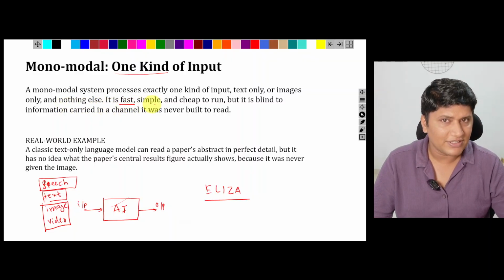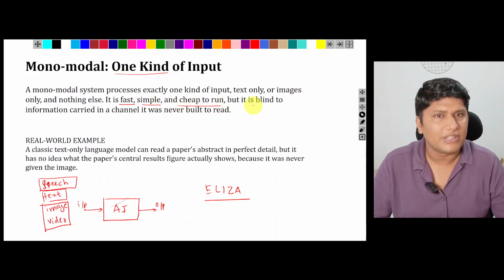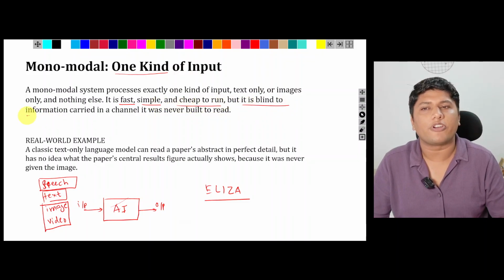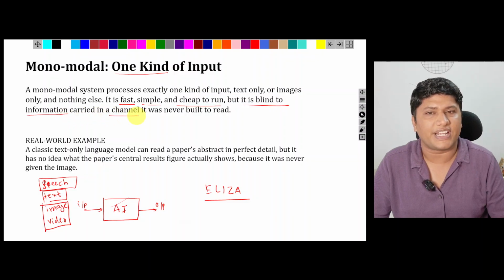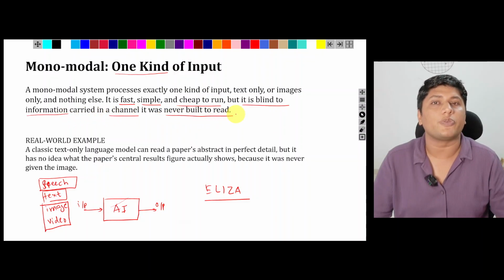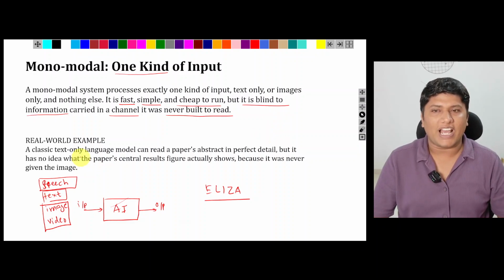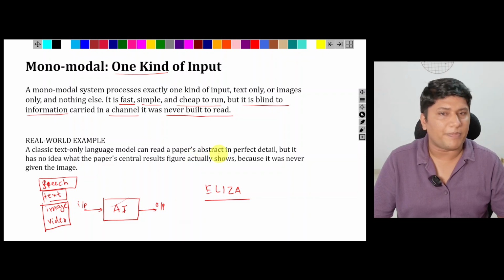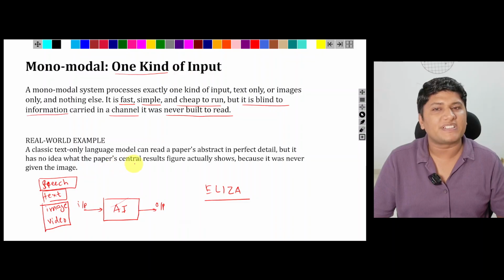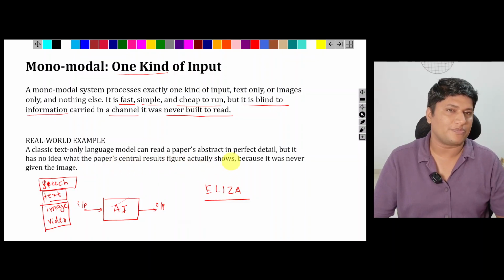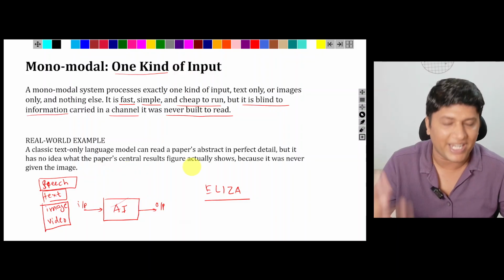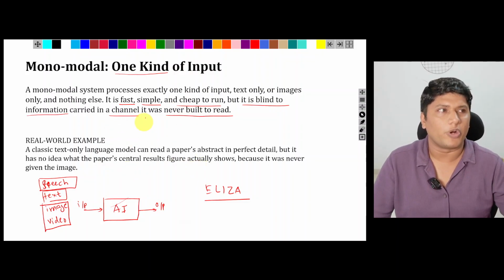It is fast, it is simple and cheap to run, but it is blind to information carried by a channel it was never built to read. A classic text only language model can read a paper's abstract in perfect detail, but it has no idea what the paper's central result figure actually shows because it was never given the image while training. So that's a monomodal AI.